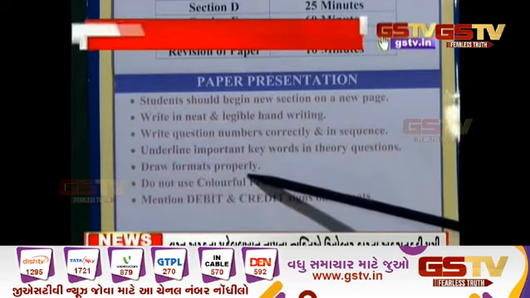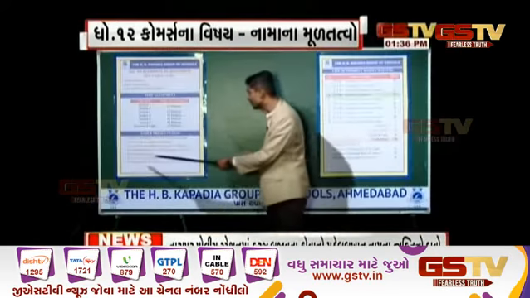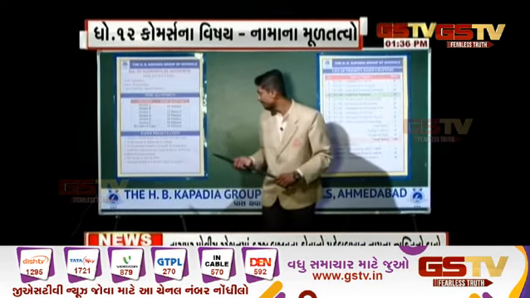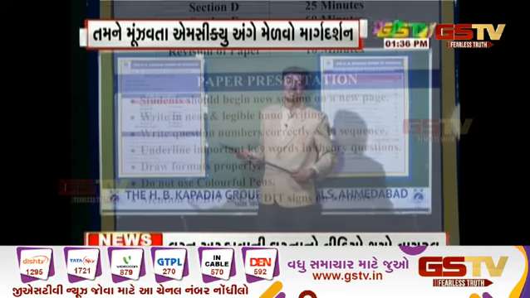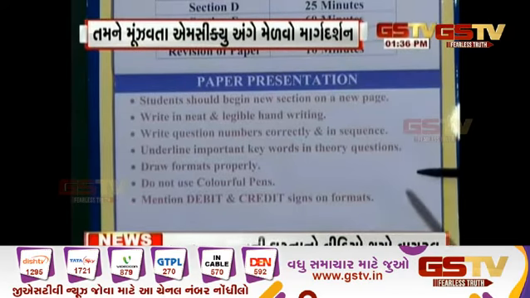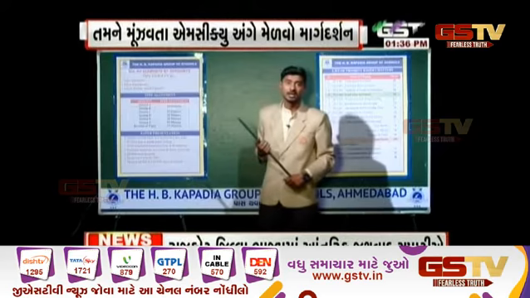Draw formats properly. All the formats should be drawn properly. Do not use colorful pens. Only use blue pen and pencil for accounts paper. Last, mention debit credit signs on formats. These debit credit signs require marks. So you have to keep all these points in your mind while you are presenting the paper.